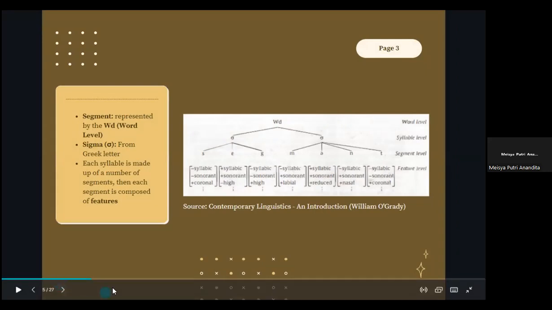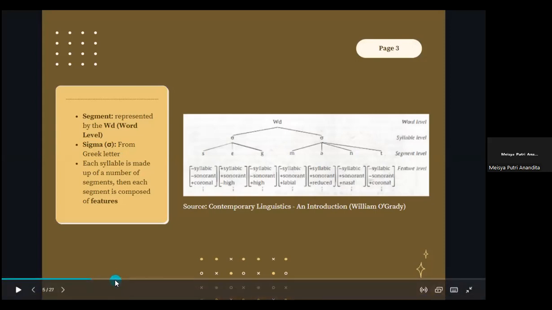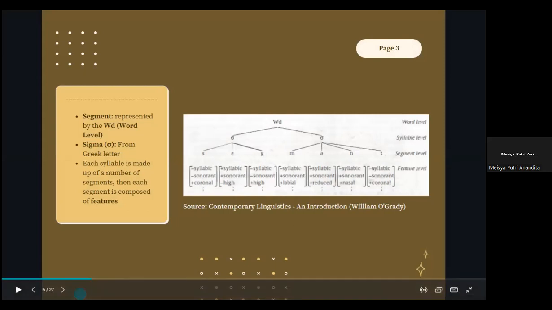Segment in this diagram is represented by the word level or WD. The symbol of sigma is from a Greek letter, and each syllable is made up of a number of segments. Then each segment is composed of features.